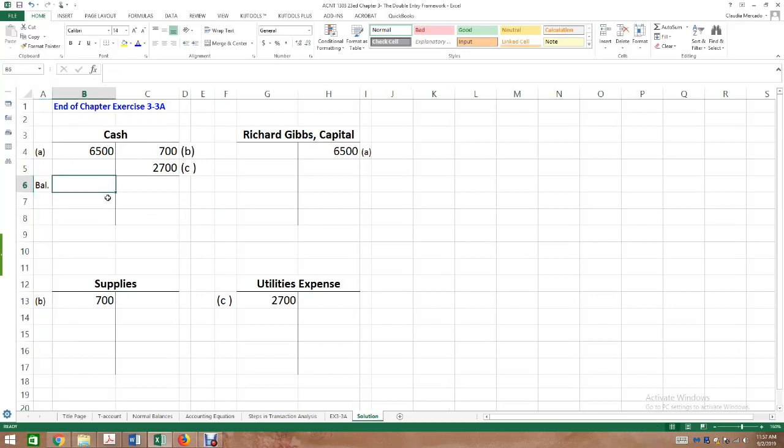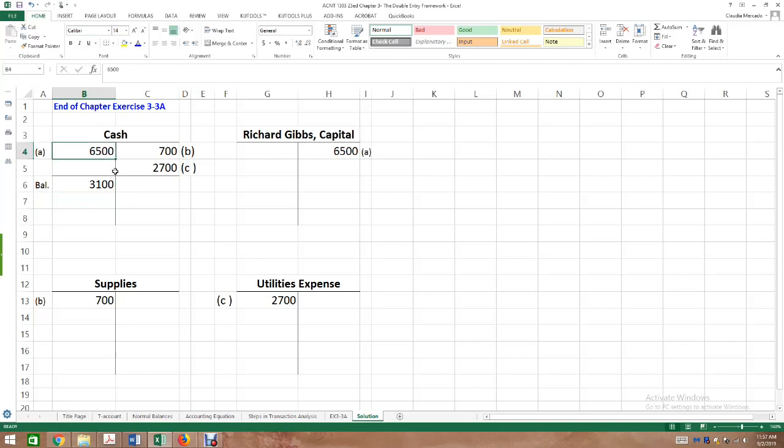So to get my balance, and I'm going to put the formula here, I'm going to get my balance on the side that is the greatest, which is my debit side, $6,500. I am going to subtract my 2 credits. So what I'm doing here is I'm getting 6,500 minus 700 minus 2,700. And that leaves me with $3,100. So I want to know how much cash I have today. I have $3,100 in the bank.